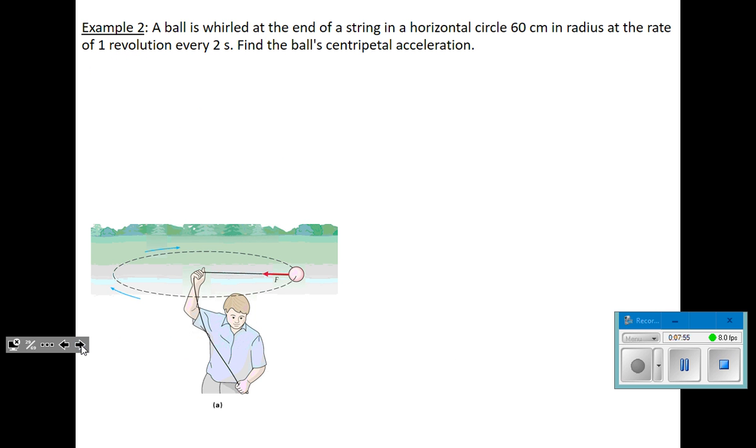Okay, so example 2. A ball is whirled at the end of a string in a horizontal circle of 60 centimeters in radius at a rate of 1 revolution every 2 seconds. Find the ball's centripetal acceleration. We're given 60 centimeters as the radius, which has to be converted to meters. We're also given 1 revolution every 2 seconds, so we could use that as a frequency of 1 over 2 seconds, or as a period of just 2 seconds. You can do it either way.